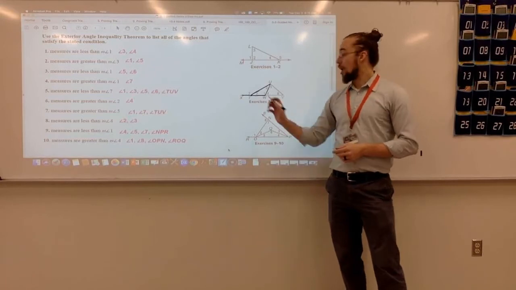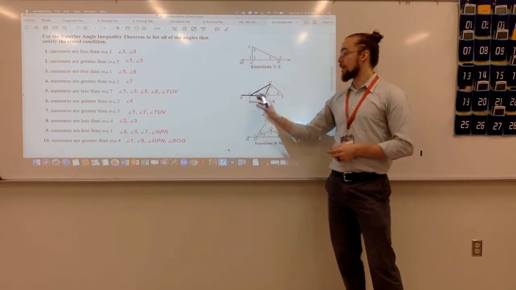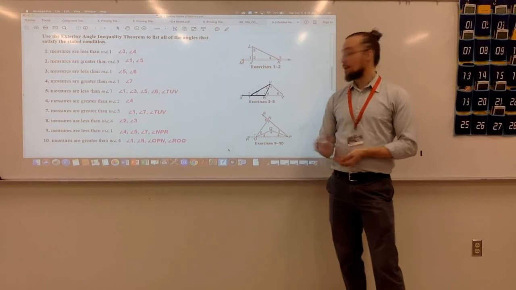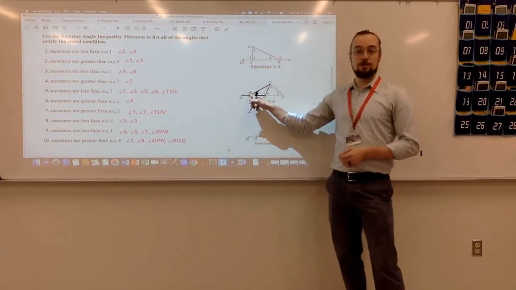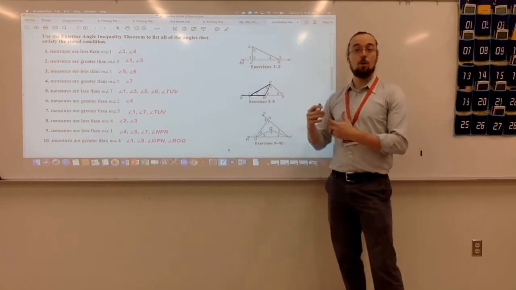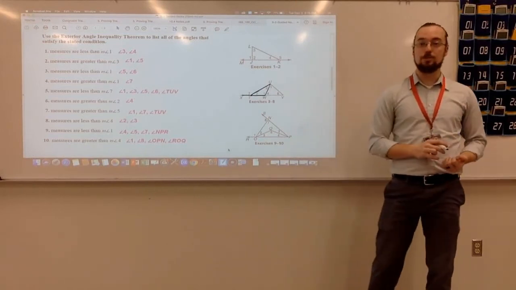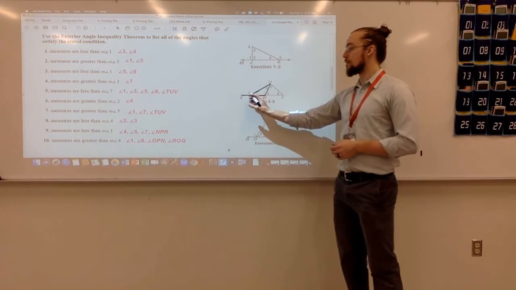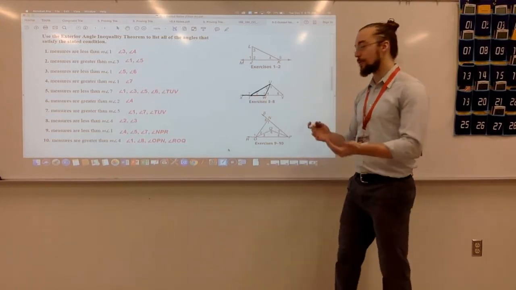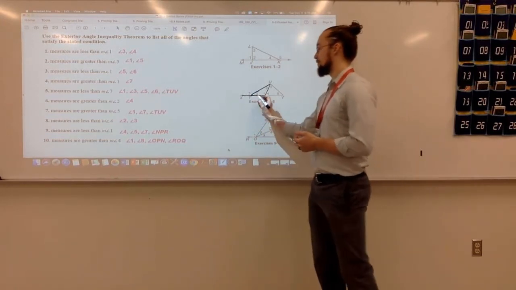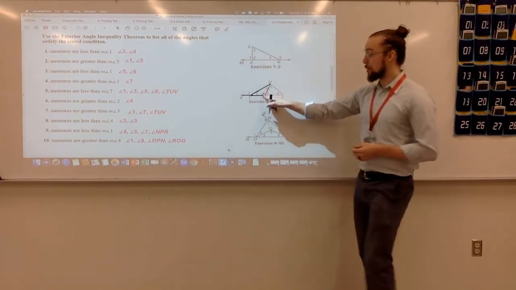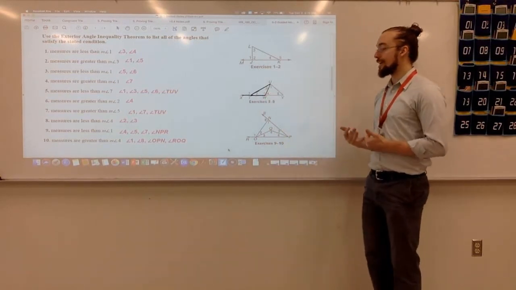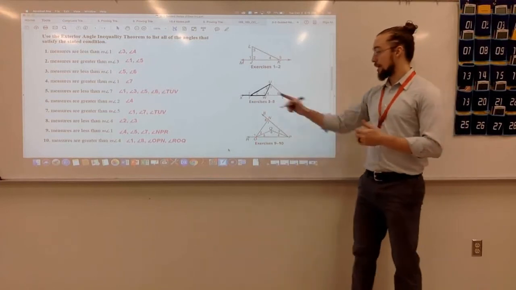Dude, all we know for sure is that these two angles add to 180. That's all we know for sure. This could be 100 degrees. We don't know. We're not told any information about the actual measures. Even though this definitely looks like an obtuse angle, we can't assume that it is. So I know for sure angles 1 and 3 are less than angle 7.